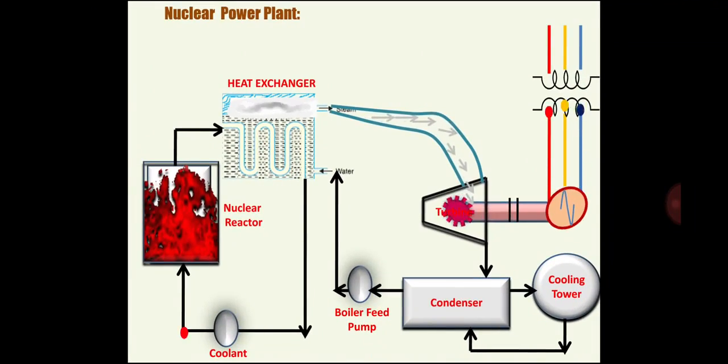After doing useful work in the steam turbine, the steam goes to the condenser where it is again converted into water and sent back to the heat exchanger. So these are the basic components of nuclear power plant.